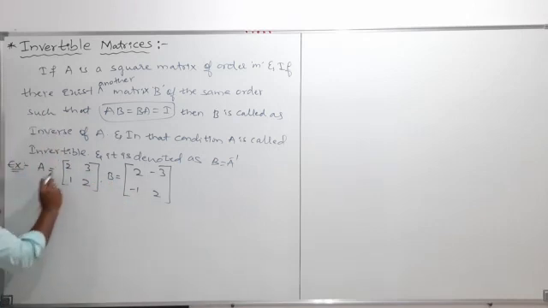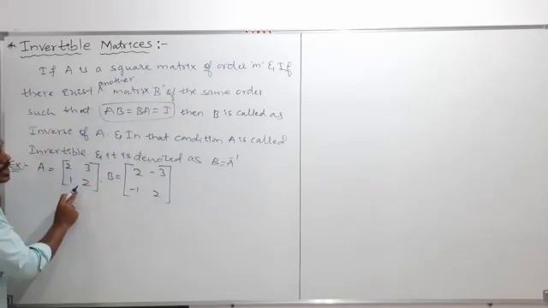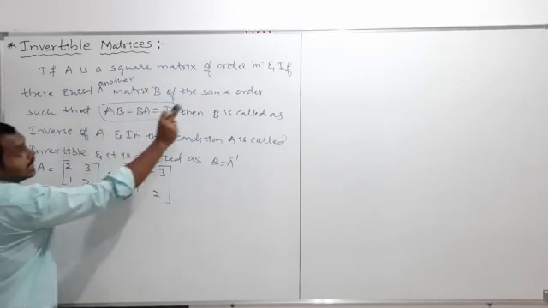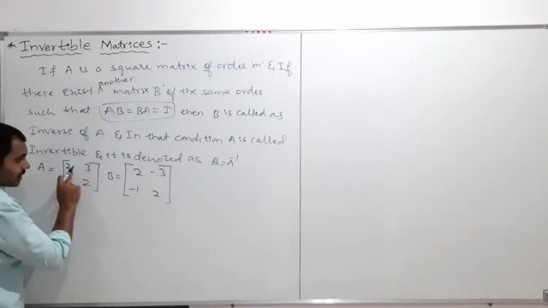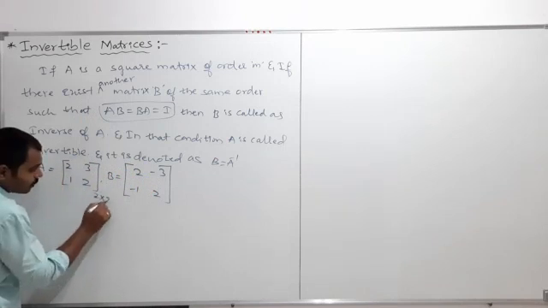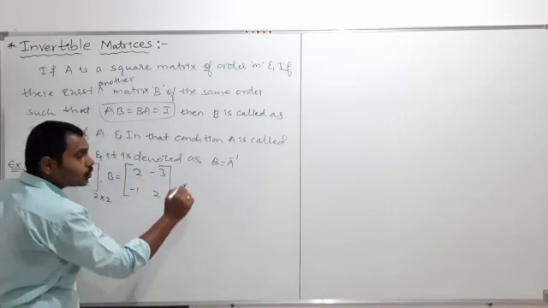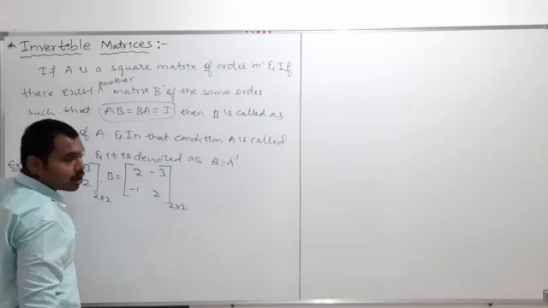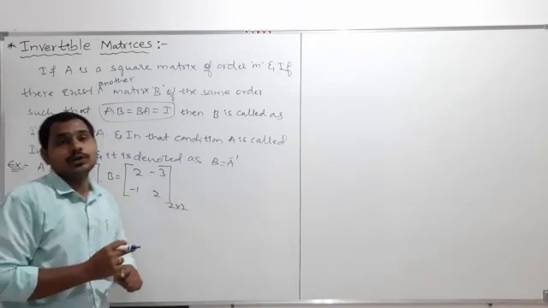So first my dear students, what I said here is, if A is any square matrix, and if there exists another matrix B of the same order, this is also a matrix of order 2 cross 2, with 2 rows and 2 columns. So this matrix is of order 2 cross 2, and the order of this matrix is also 2 cross 2. So both are the same order. Now I should check if I multiply these two whether I am getting the identity matrix or not, that I am going to check here.